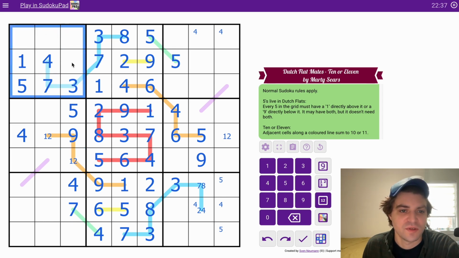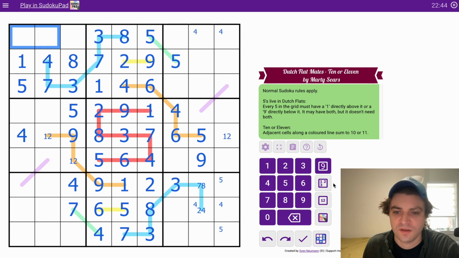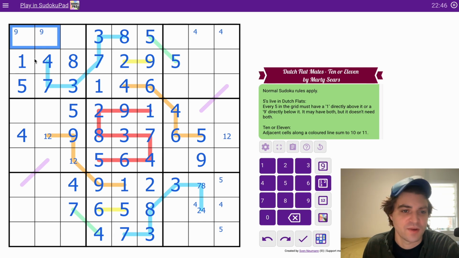Okay, we need an 8 in this region. That 8 needs to go here, right? Because it can't go up here. Now, what else do we need in this region? We need a 9. That 9 can go here, here. We're hopping around a little bit. We need a 2 in this region. A 2 can go anywhere. And then we need what?